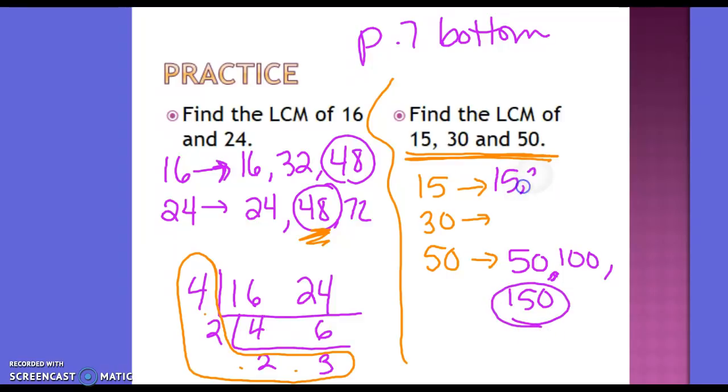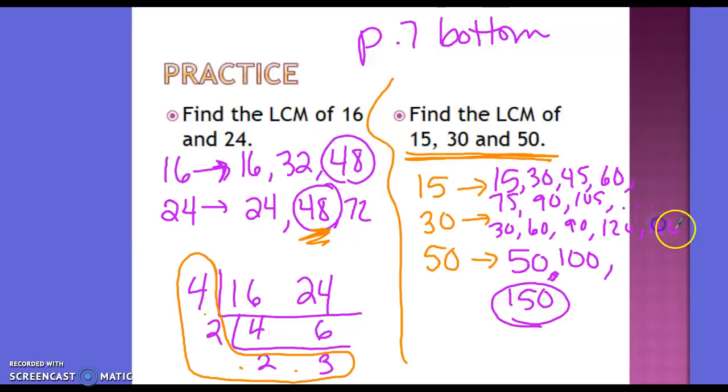You could list all these and write them out if you would like, whatever makes the most sense to you. But you're going to have some lengthy lists here. The list for 30 isn't quite as lengthy until you get to 150, but the list for 15 is. So I would recommend taking the bigger one and looking at multiples of the bigger one until you know that the 2 others go into that. All right, so that was the practice problems at the bottom of page 7.